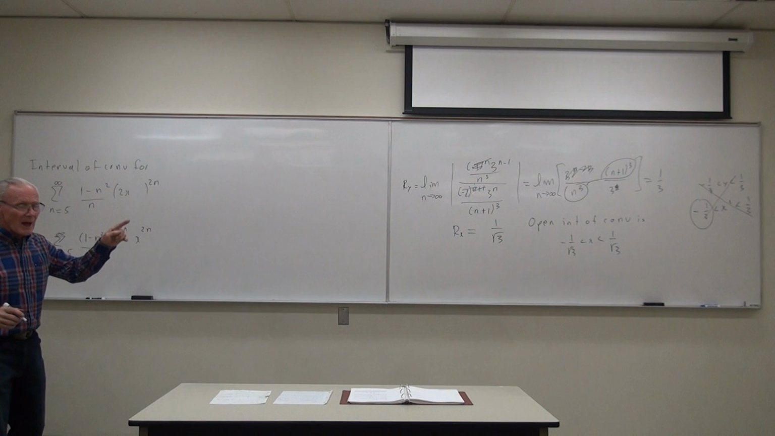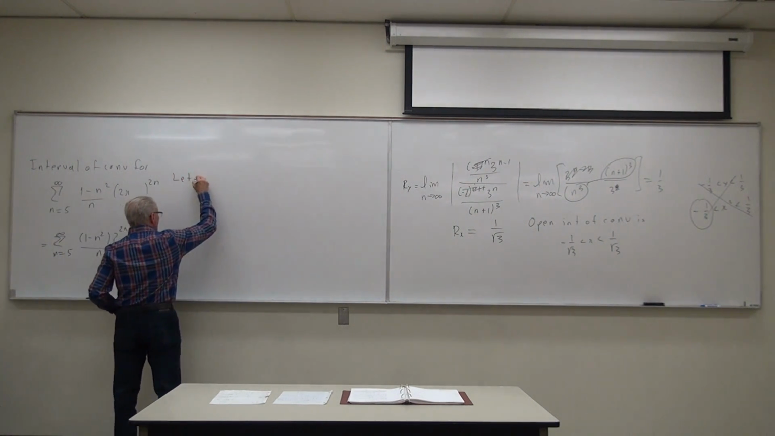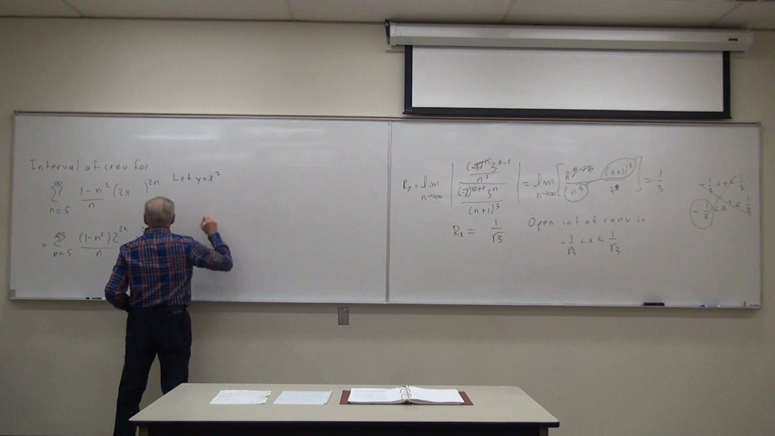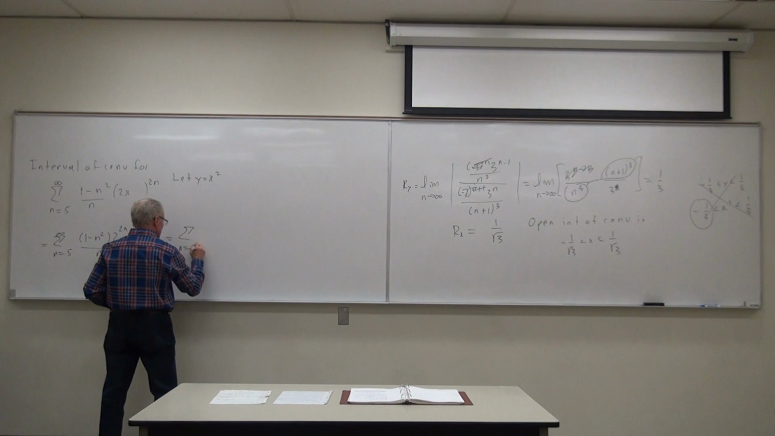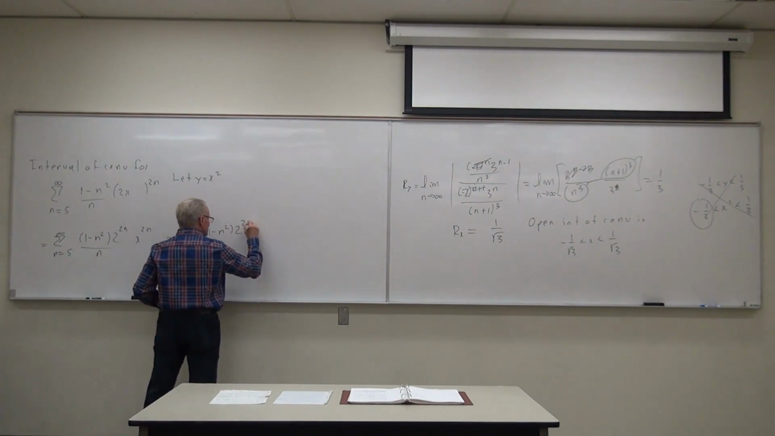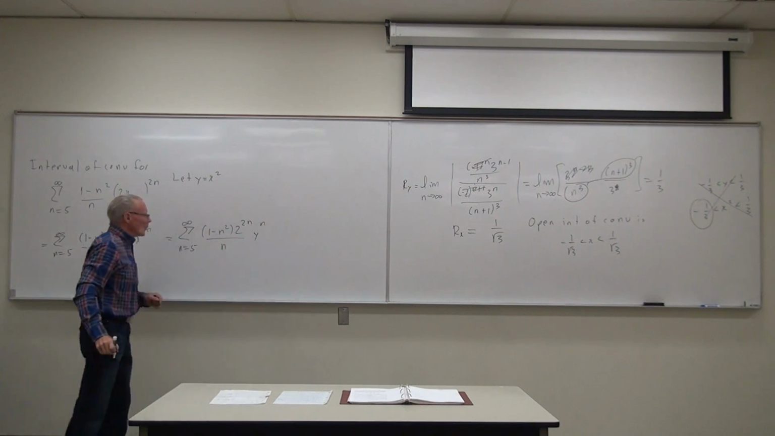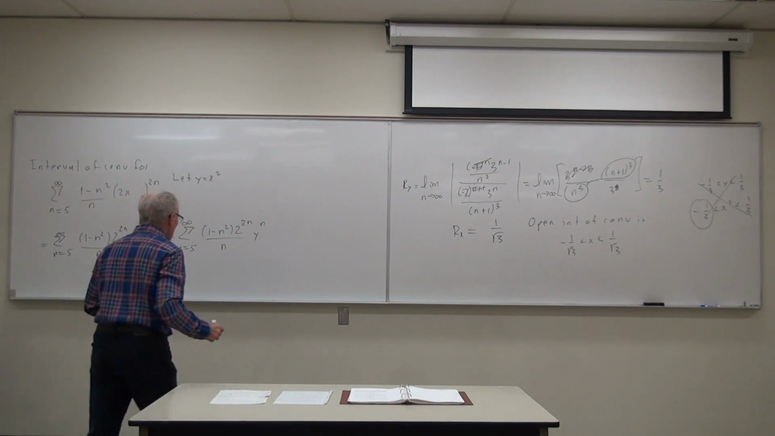Now do what we did in the last example. Let y be equal to x squared. If we do that, then this series turns into the summation from n equals 5 to infinity of (1 minus n squared) times 2 to the 2n, over n, times y to the n. We'll get the y radius, and then we'll turn it back into an x radius, R sub y.